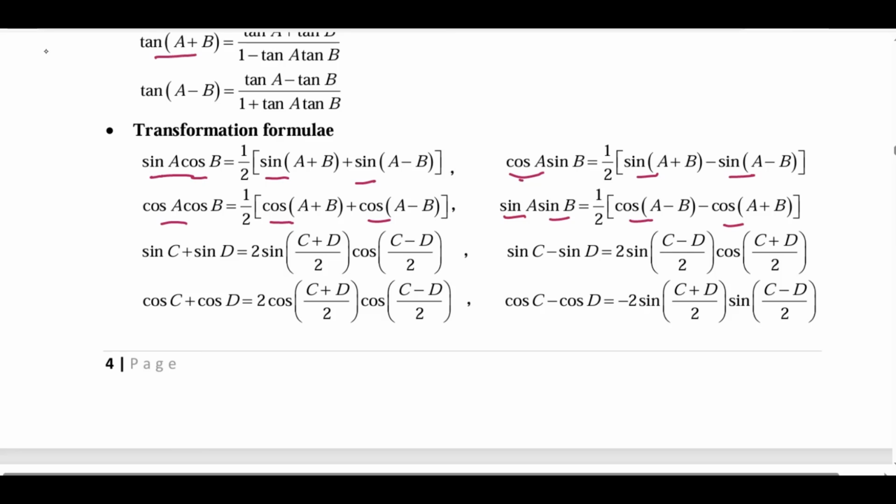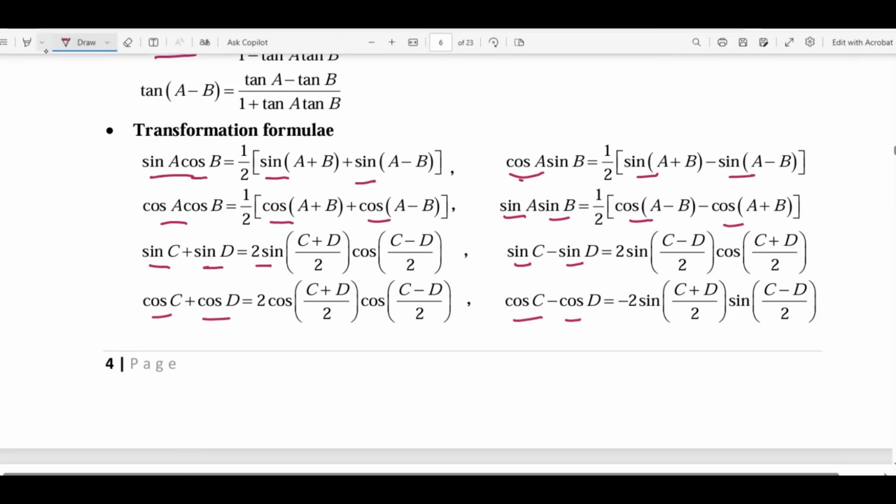Then you have sin c plus sin d will be 2 sin((c plus d) by 2) cos((c minus d) by 2). Cos c plus cos d will be 2 cos((c plus d) by 2) cos((c minus d) by 2). Sin c minus sin d will be 2 sin((c minus d) by 2) cos((c plus d) by 2). Then cos c minus cos d will be minus 2 sin((c plus d) by 2) sin((c minus d) by 2). These are the transformation formulas.